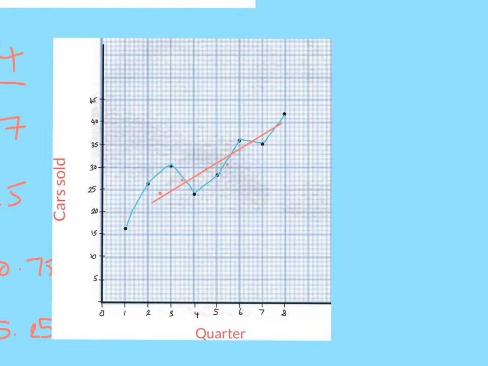Okay, and this helps us see even more clearly that the general trend over the 2 years is an upward one. And in fact, sometimes the trend line can show us even more than that, and we'll look at a couple more questions to help clarify.